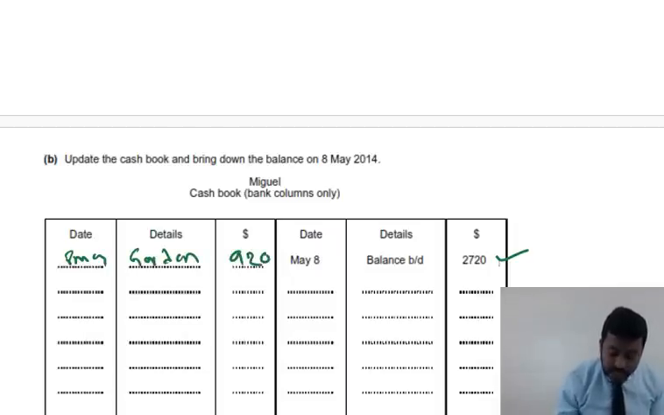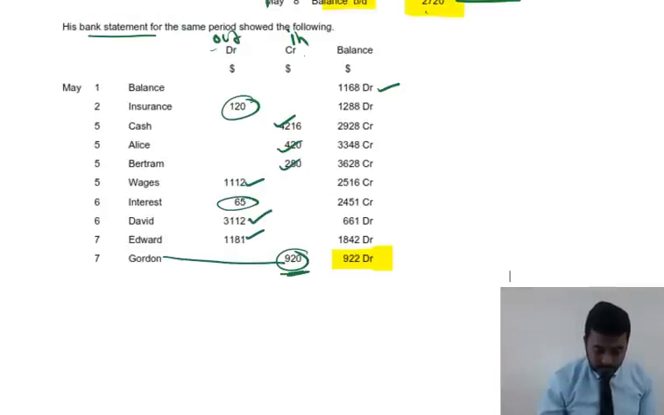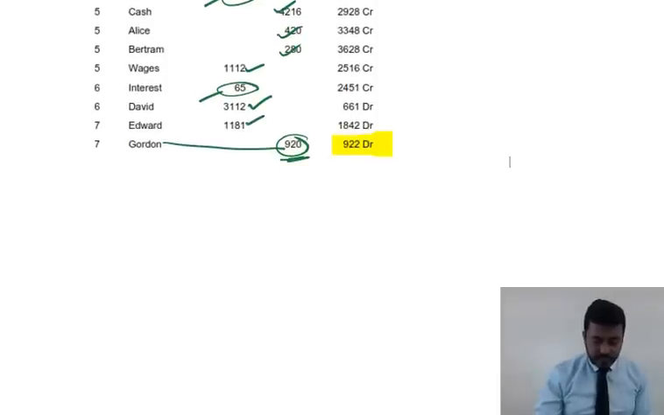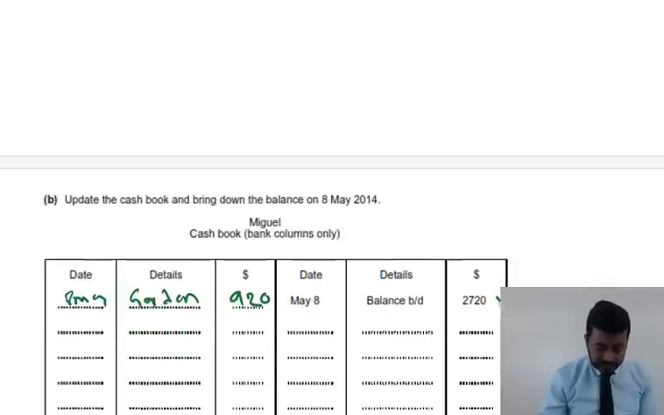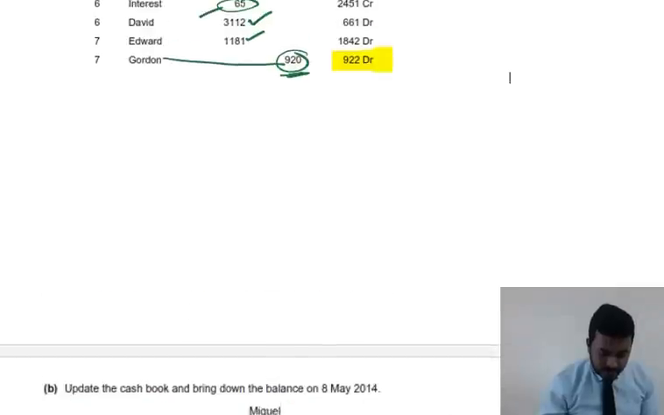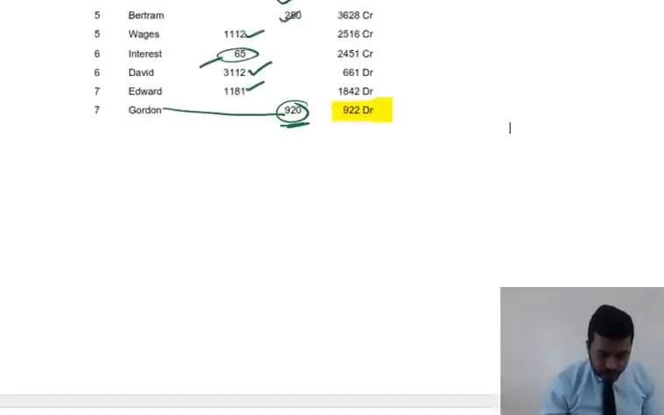Okay, and a couple of items, this 120 and 65, second and sixth, go on the credit side. So May 2nd, let's quickly check what that was for. That's for insurance.